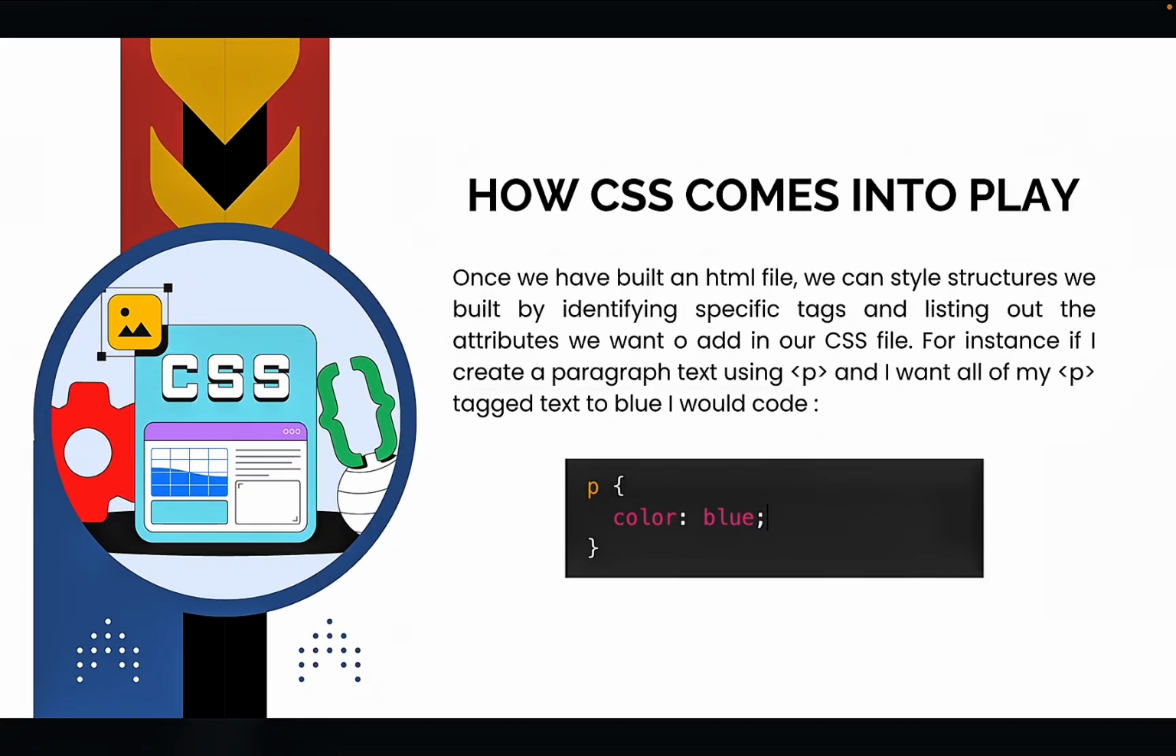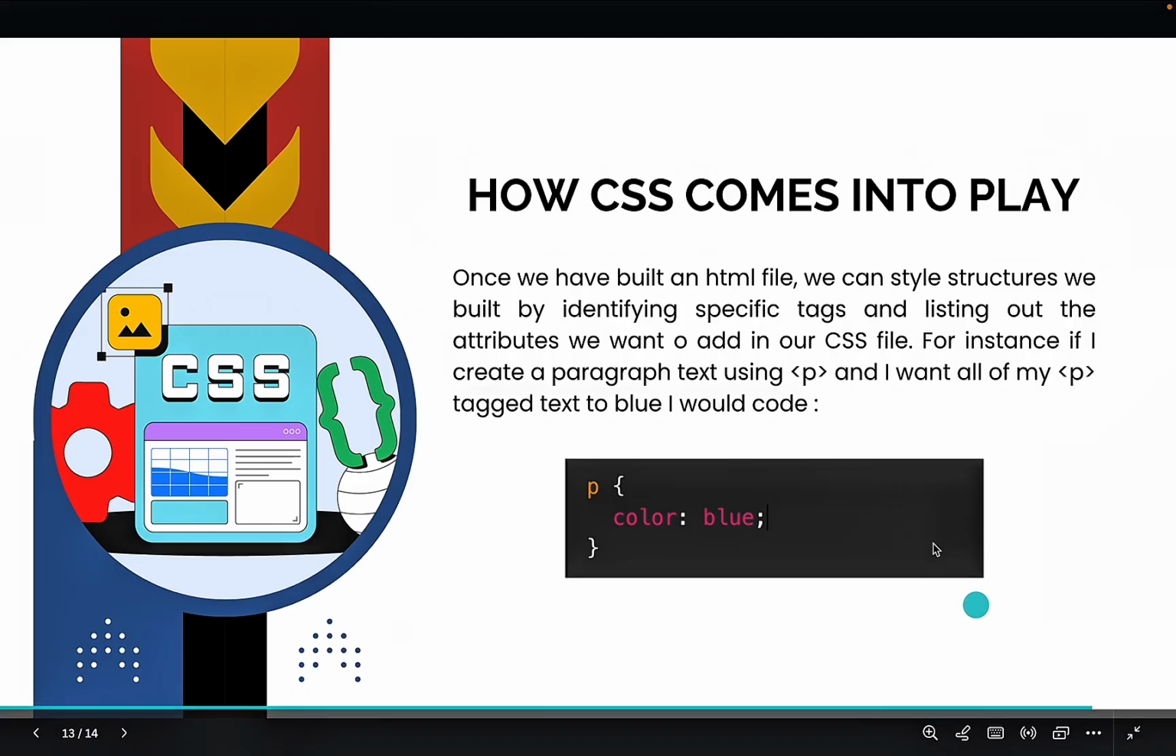So HTML and CSS go hand in hand. Once we have built an HTML file, we can style the structures we built by identifying specific tags and then listing out the attributes we want to add within our CSS file. For instance, if I create a paragraph text using P and I want all of my P tag text to be blue, then I would code this right here.